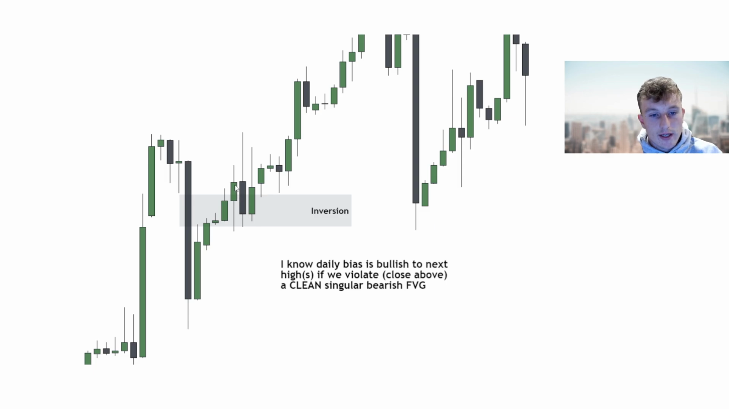But then once we get the close above the obvious singular inversion, you're like, okay, well, now I know we're going to go to the highs, right? And that's what we're waiting for. But until that happens, you don't know the bias here. You don't know the bias of this candle. You don't know the bias of this candle. You're just kind of waiting. And then finally, this candle closes above, you know the bias, all right?